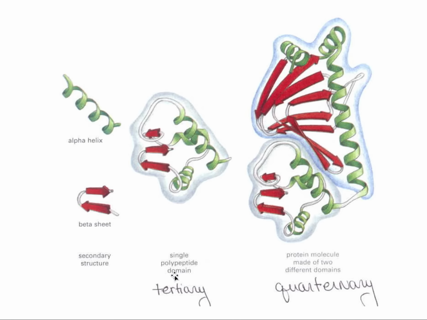When alpha helix and beta sheets fold on themselves, we have the tertiary folding. And if you have multiple alpha helix and beta sheets folding on themselves, we have the quaternary folding. I hope this clarifies how proteins fold on themselves to create three-dimensional structures which are functional inside the human body.